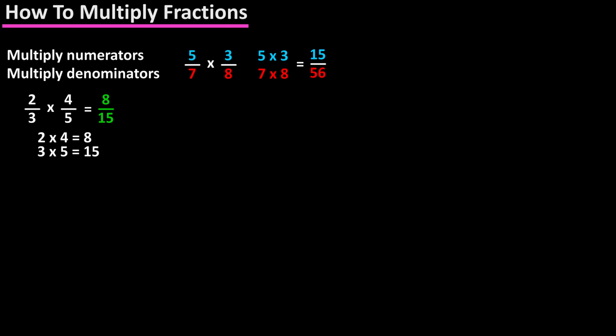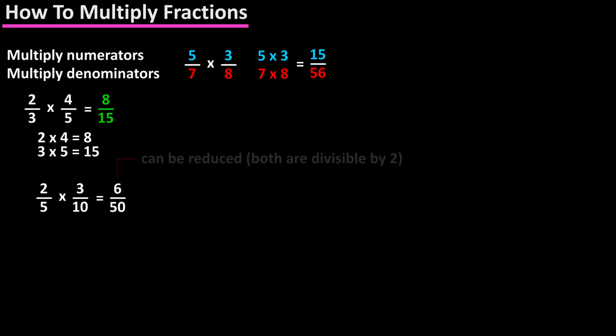And here's another quick example. The problem 2 over 5 times 3 over 10 would result in 6 over 50. And in this case, you can reduce the fraction because both the numerator and denominator are divisible by 2. So 6 divided by 2 is 3, and 50 divided by 2 is 25. So the final answer is 3 over 25.